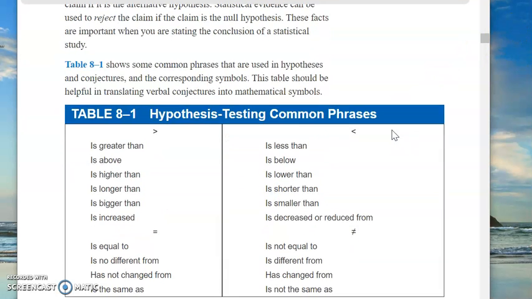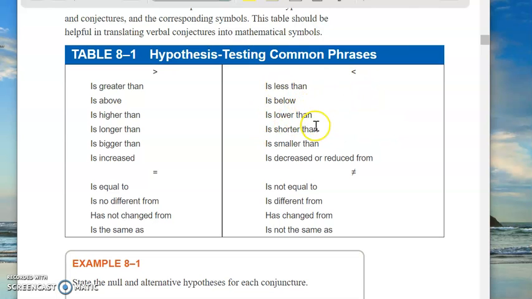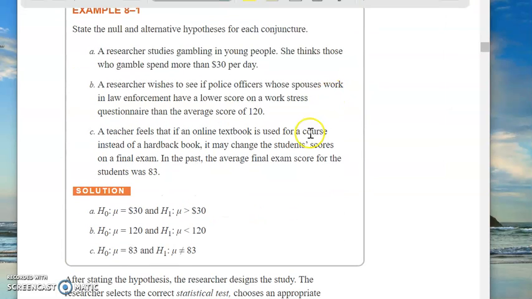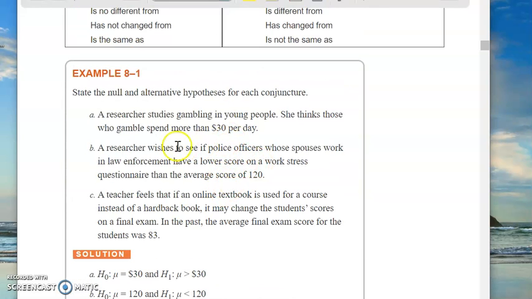Okay, so here are some typical phrases that we use. I'll let you read those, but that's kind of the typical type of thing that you'll see, okay? All right, so let's take a look at these. These are worth taking a quick gander at. You're studying gambling, okay?